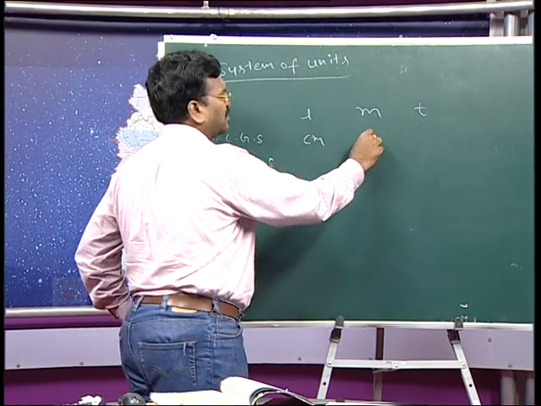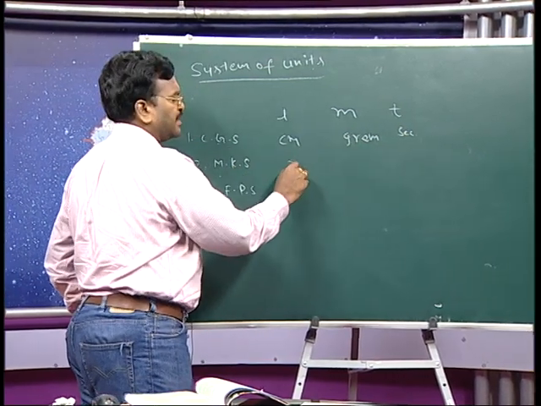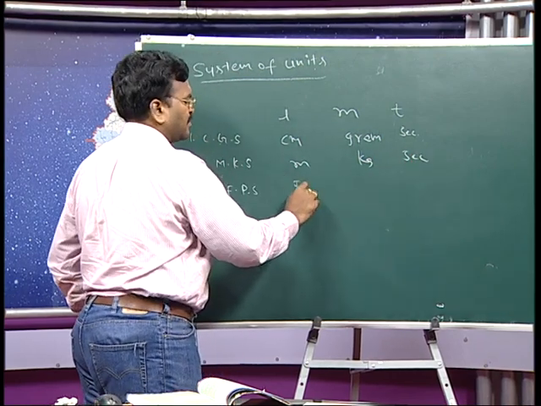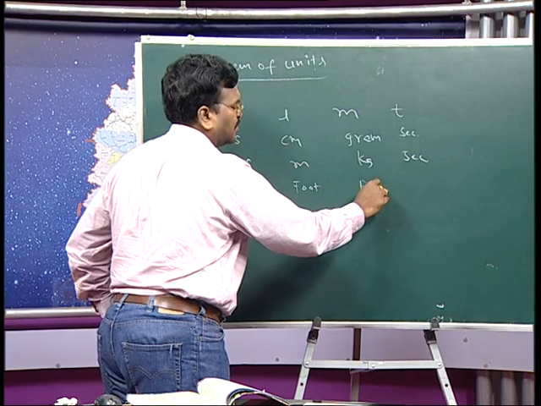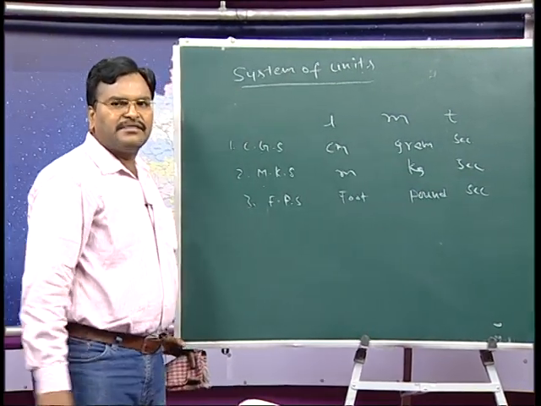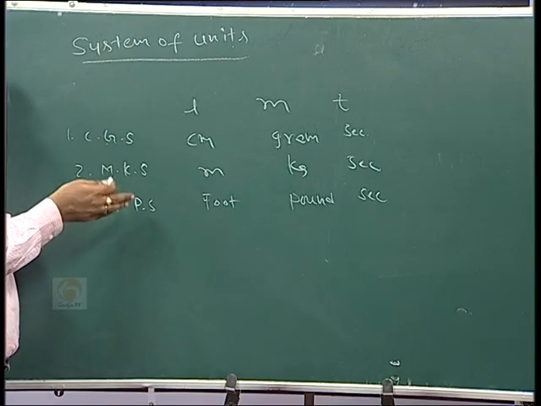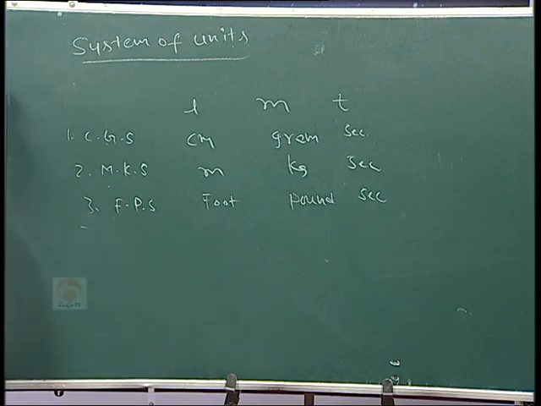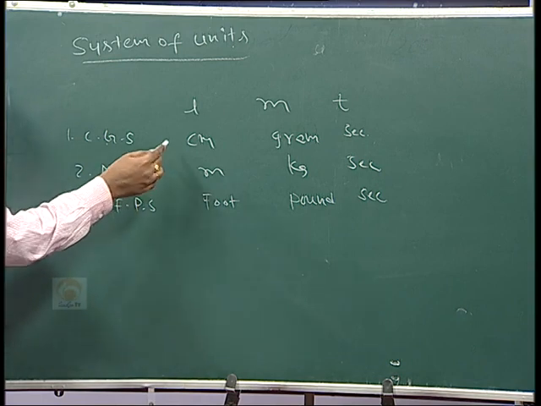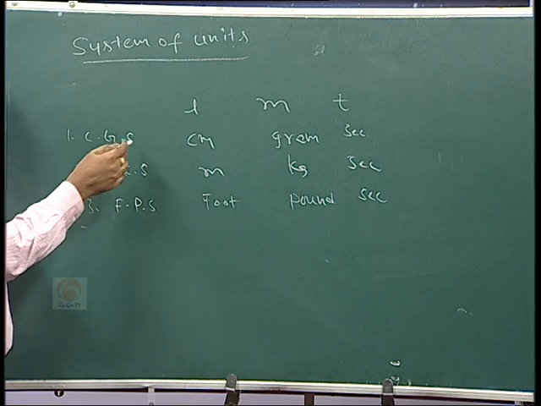In CGS, C stands for centimeter, G stands for gram, S stands for second. MKS is meter, kilogram, second. And FPS is foot, pound, second. Before 1960, to measure the fundamental quantities length, mass and time, mainly three systems were developed: CGS, MKS, FPS. CGS means centimeter, gram, second. These are used to measure what?